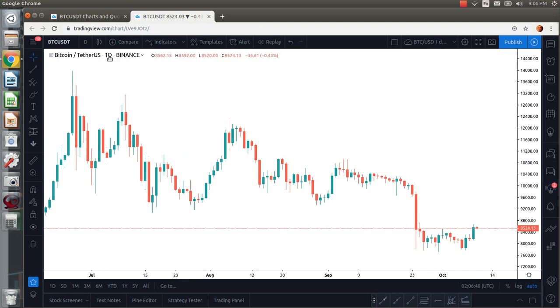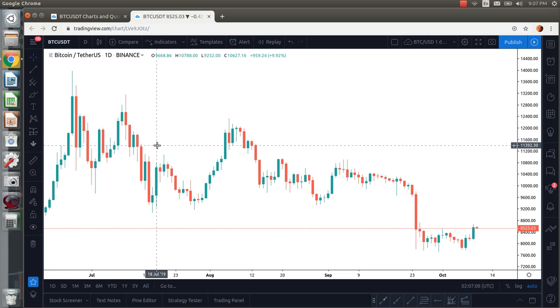This is a 1-day chart, so each candle represents 24 hours. It doesn't matter if it's a little candle like this one right here or a big red candle like this one. It still represents 24 hours no matter what. Every candle represents 1 day. They close at 7 p.m. Central Standard Time.